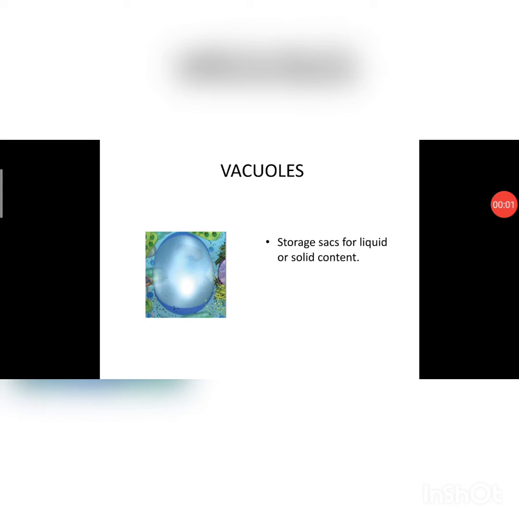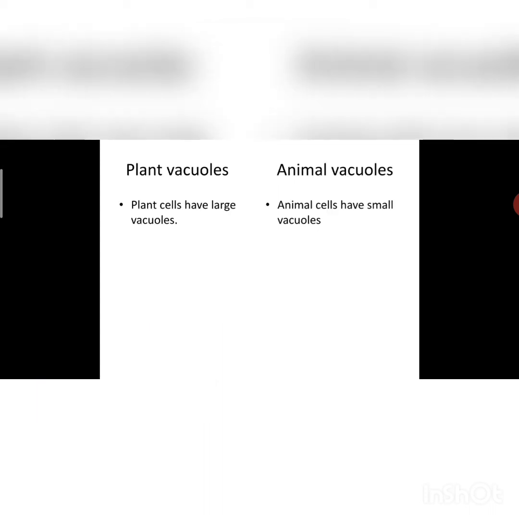Next cell organelle is the vacuole. Vacuoles are storage sacs. They will be storing either liquid or solid content. In plant cells, the vacuoles are very large, and in animal cells, the vacuoles are very small. In plant cells, the vacuoles are full of cell sap, and they provide rigidity and turgidity, that is, strength, to the cell.